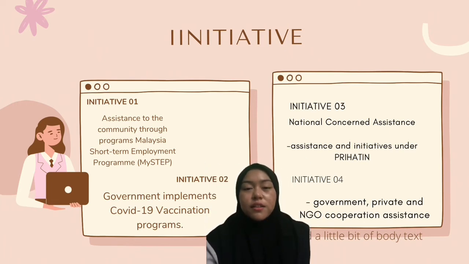Last, Initiative 4, synergy of government, private and NGO cooperation. In the face of a crisis, it does not only involve effort from the government alone. Every layer of society, private companies and non-governmental organizations (NGOs) also play a big role in breaking the chain of this epidemic. Several hotels, for example, have offered to the government to be used as quarantine centers. In fact, there are hotels like in Cyberjaya that have already started providing service as quarantine centers for those who have returned from abroad.